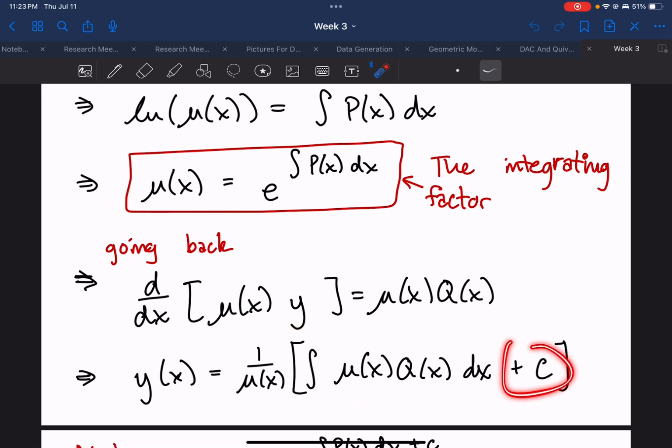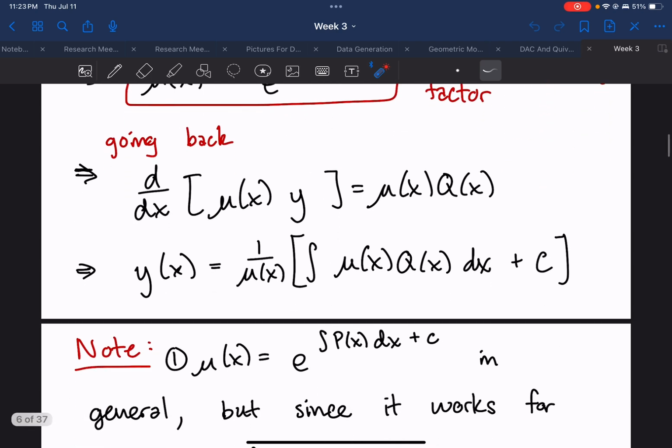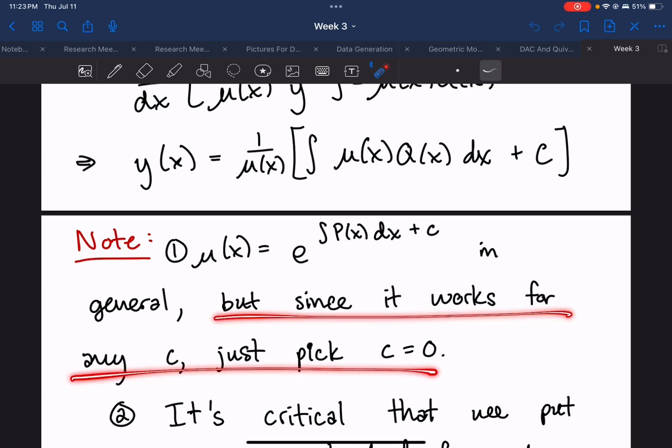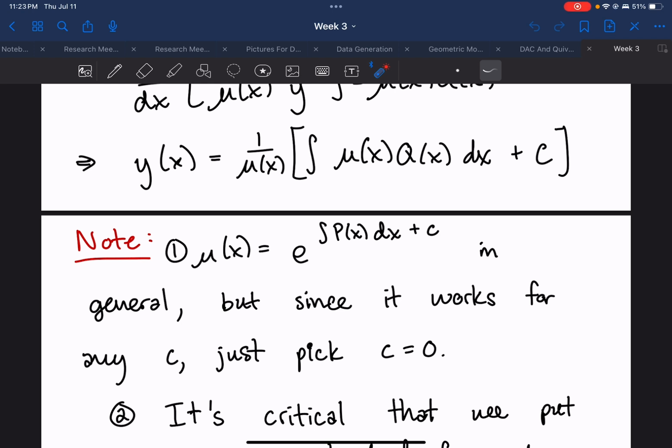Don't forget your plus c. And just a quick note here that technically mu of x is supposed to be this e to the integral of p of x dx plus a constant. But since this works for any constant, we're just going to pick c equals 0. But in the final step, we have to have this plus c. So don't forget this one. Do not forget. It's necessary.